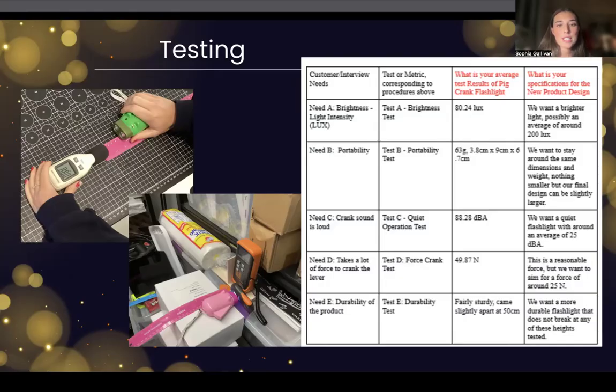On the right, I included a table that consists of our customer interview needs, what tests we performed, the average measurement of our data collected, and lastly, what differences we wanted to see in our own product.